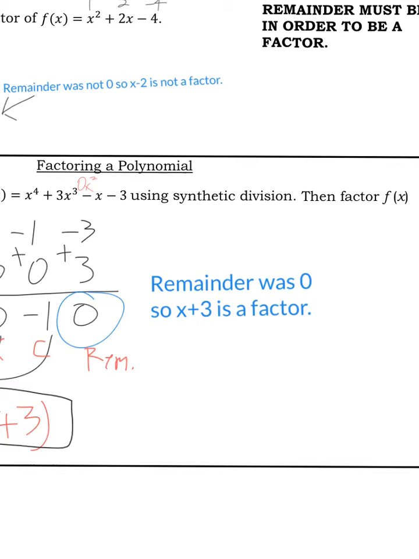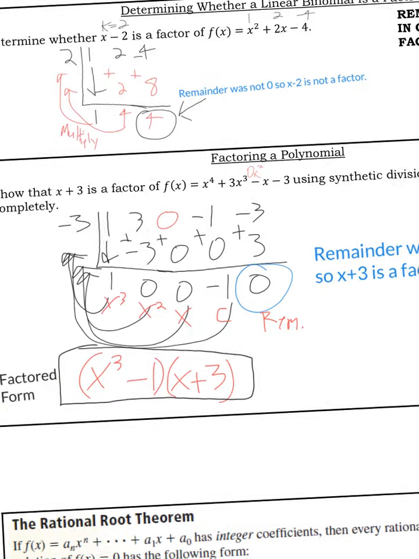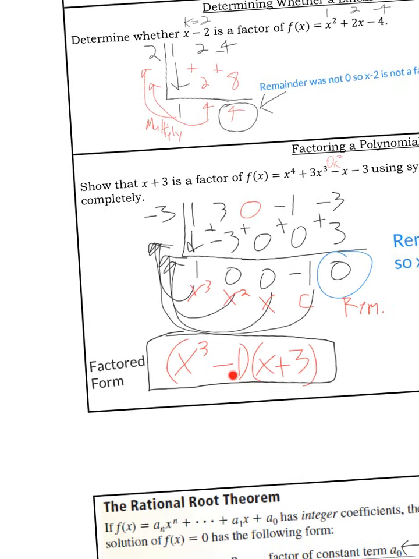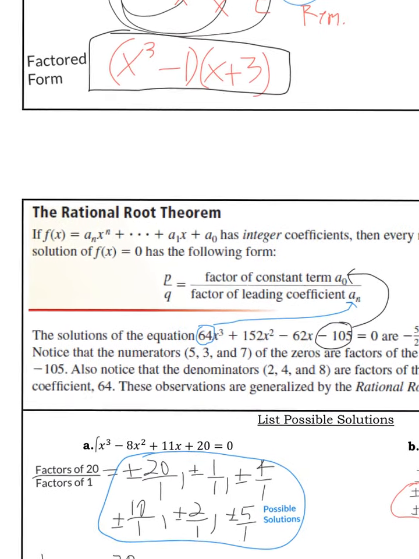I mentioned this earlier, but it was written down. The remainder is 0, so you know x plus 3 is a factor for sure. If it's not, then you wouldn't have to do this second part to write it in factored form. You would just put the explanation like I did up there. Okay, so let's move on to the rational root theorem.